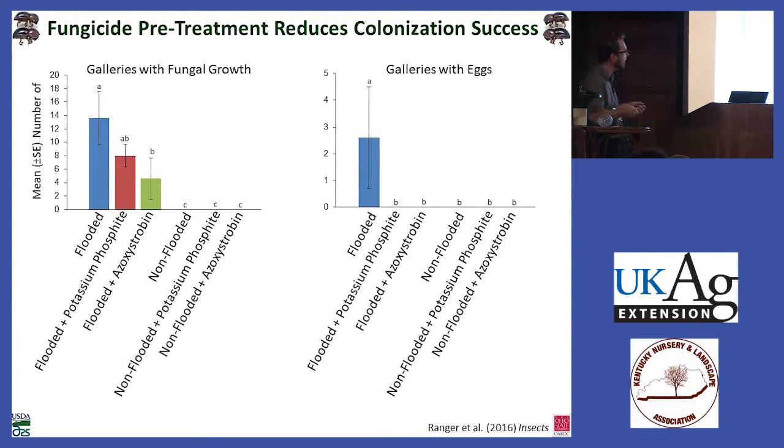But we did see that galleries with fungal growth were significantly reduced with a pre-treatment with a fungicide. So again, it might be cost prohibitive, but it does seem like there is some encouraging evidence in terms of disrupting the colonization success. And again, galleries with eggs, we didn't find any galleries with eggs in trees that were flooded and treated with the fungicide.